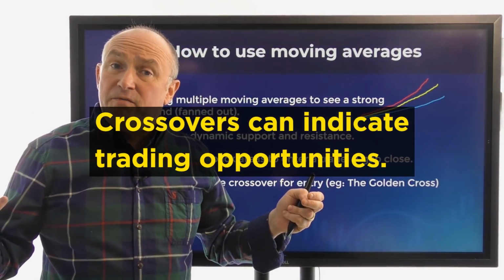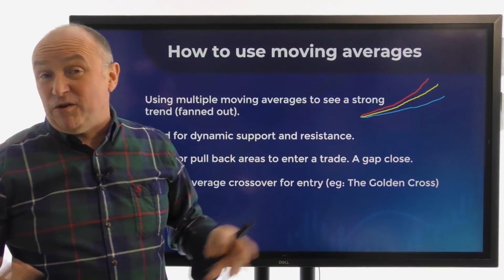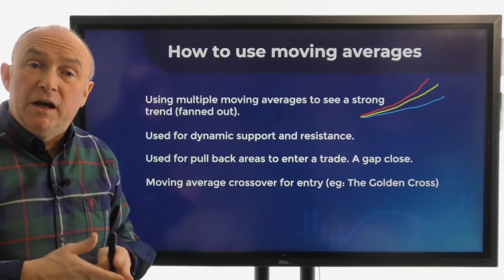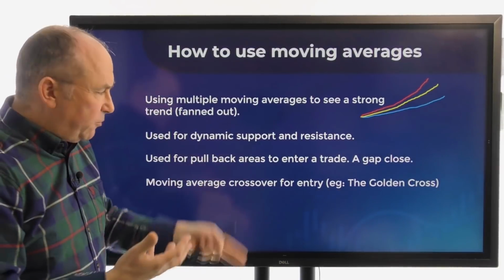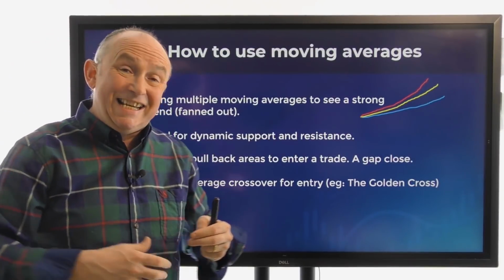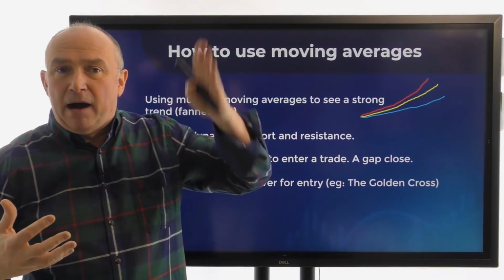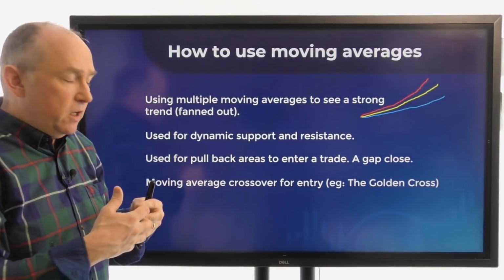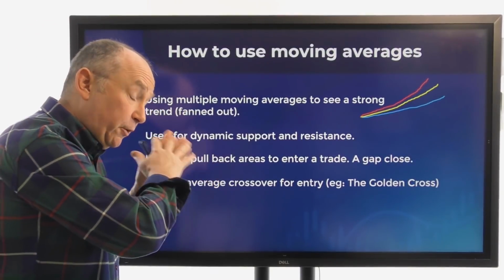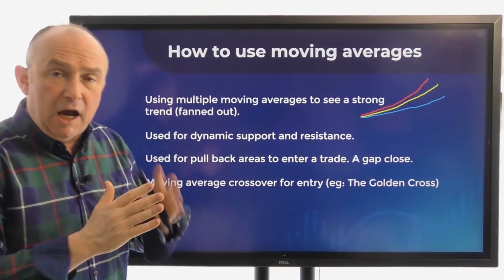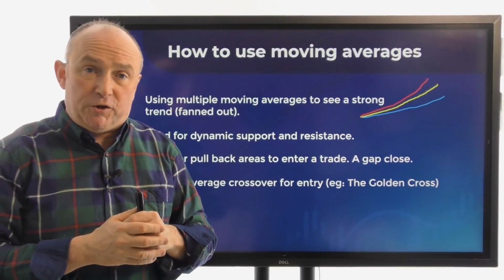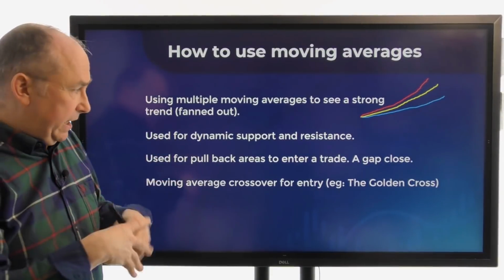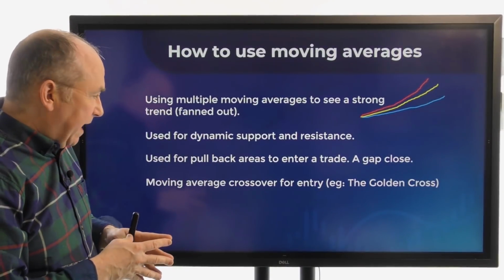And moving average crossovers are often used for entries as well. You may have heard of the golden cross. Golden cross is basically when the fast moving average crosses through the slower moving average. I think the actual definition for a golden cross is the 50 moving above or below the 200. So it's not necessarily a fast one in itself, but the faster of the two crossing over, a moving average crossover. It's a common way that a lot of traders enter the market. So you may hear them talk about the moving average crossover.